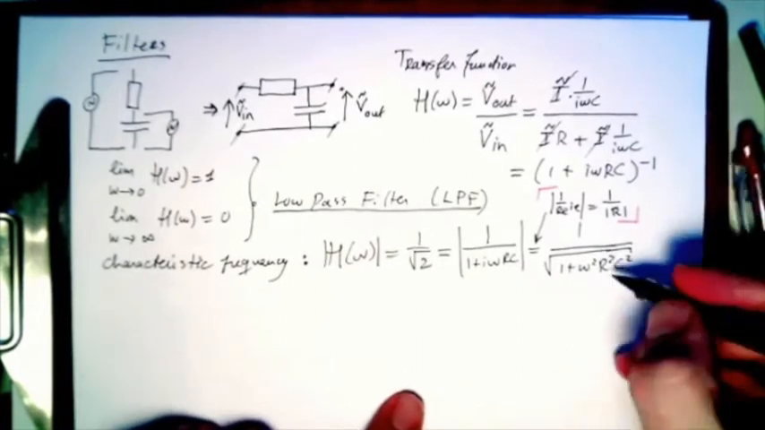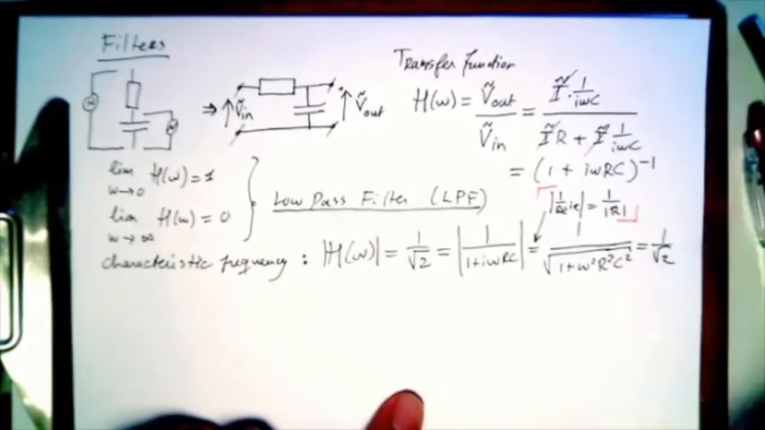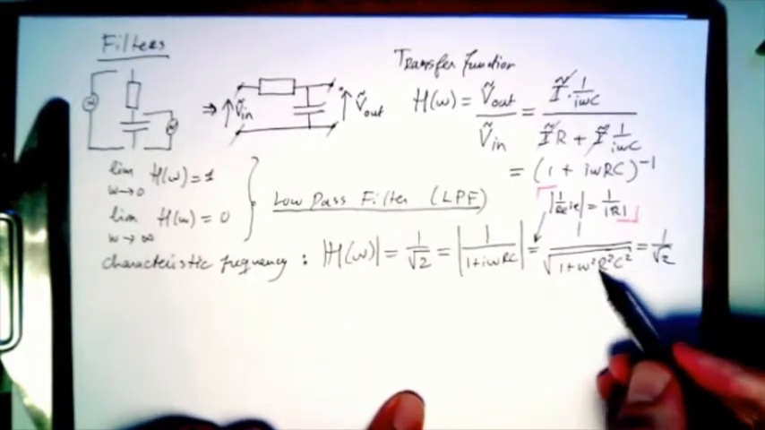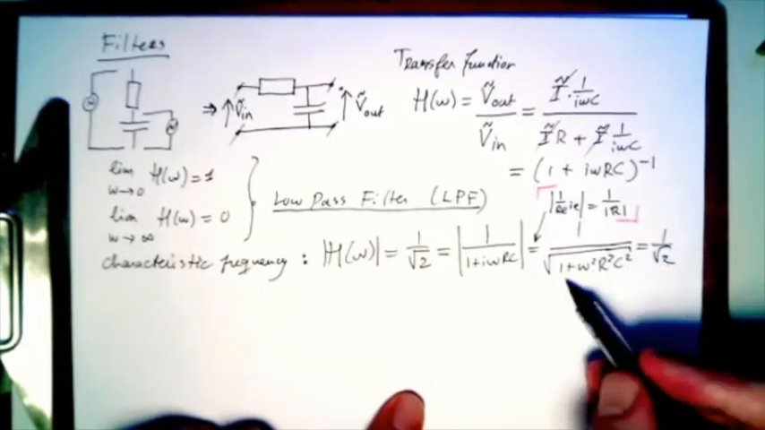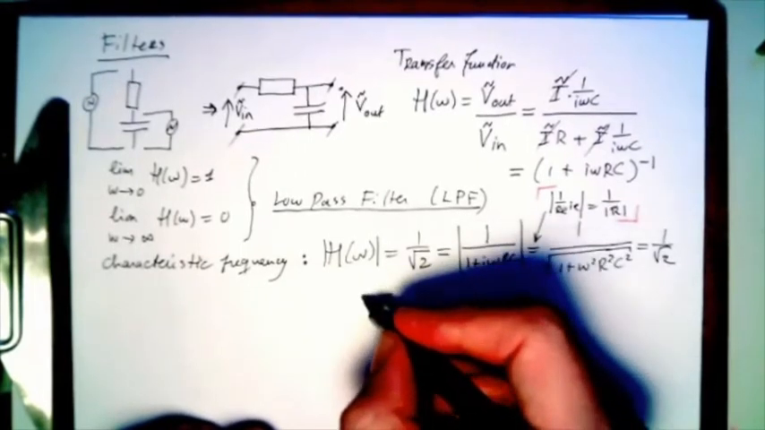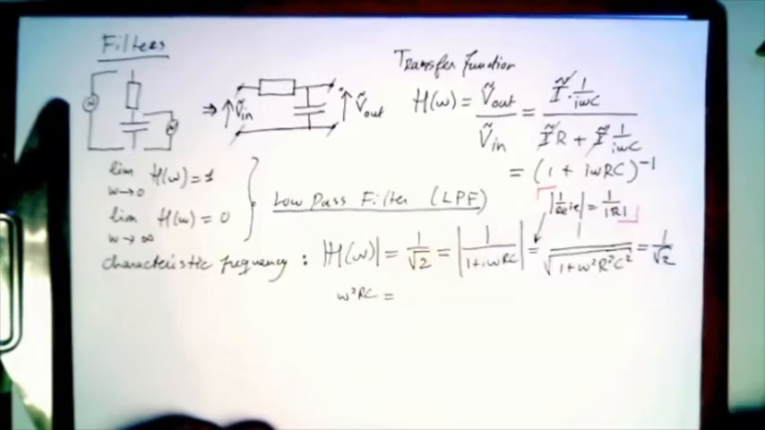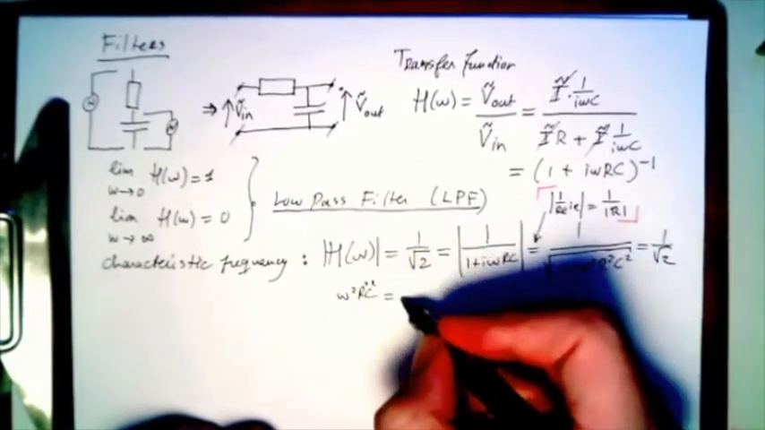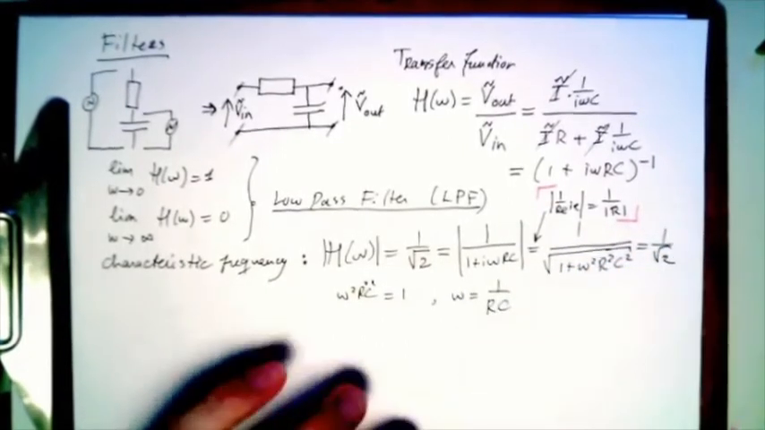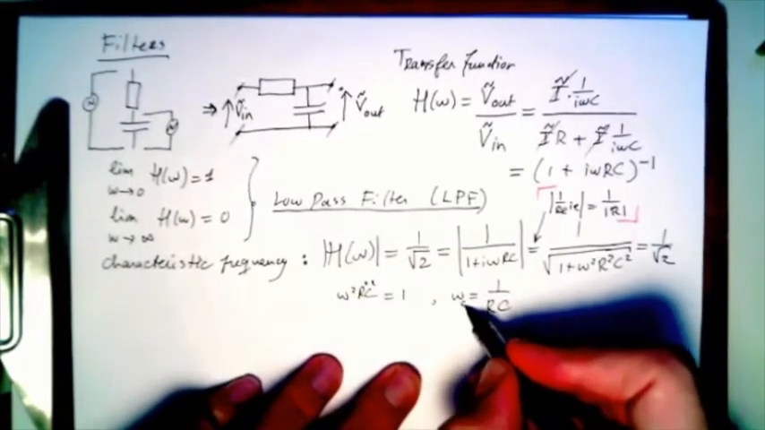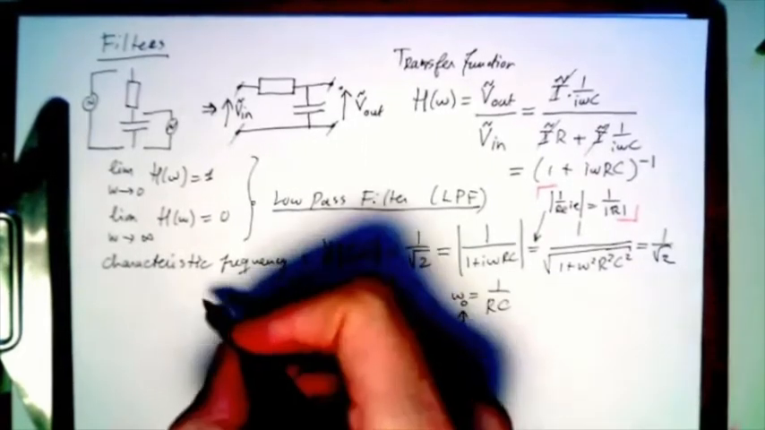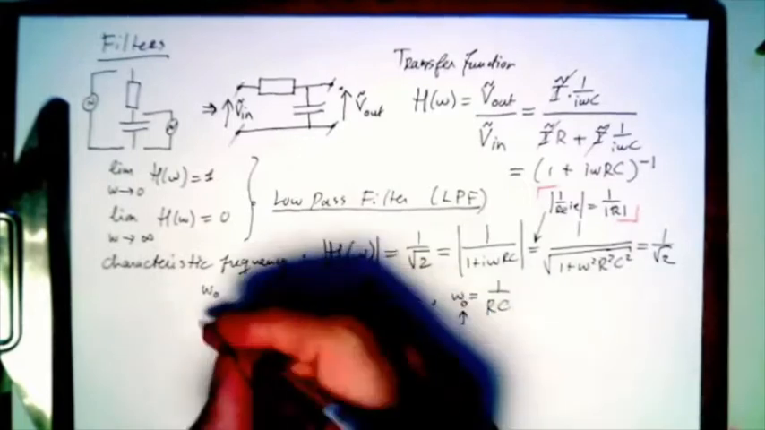So solving this for 1 over root 2 means invert it, square it, you get 1 plus omega squared RC squared equals 2, subtract 1, so you get omega squared RC squared is 1. Omega is 1 over RC. Okay, this is the characteristic frequency. So we're going to call this omega naught, and that's this one.